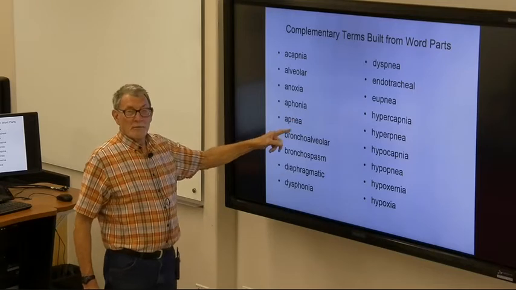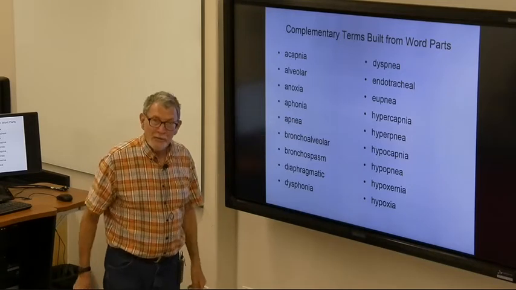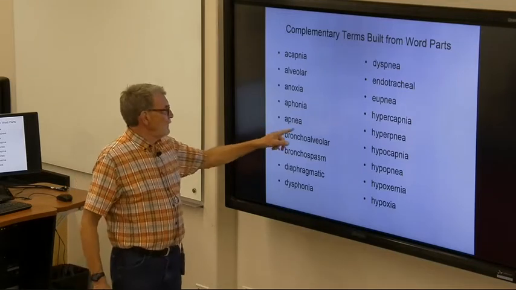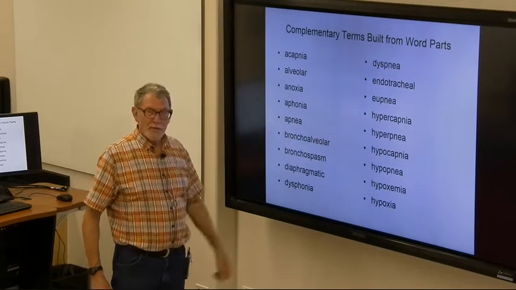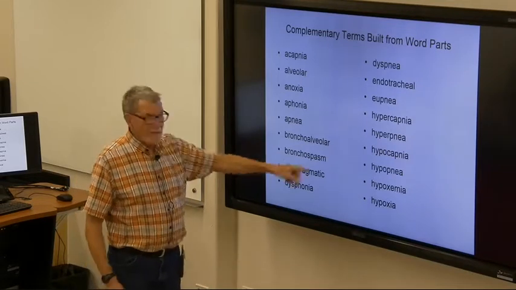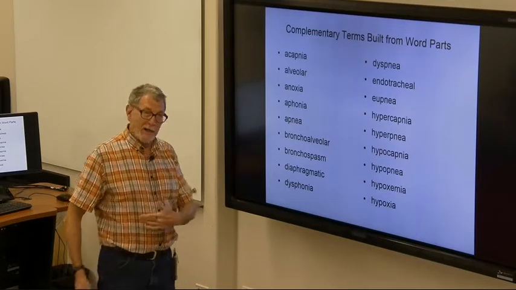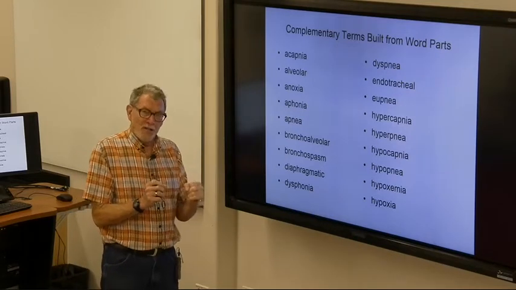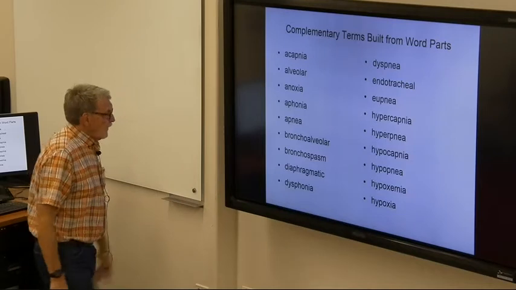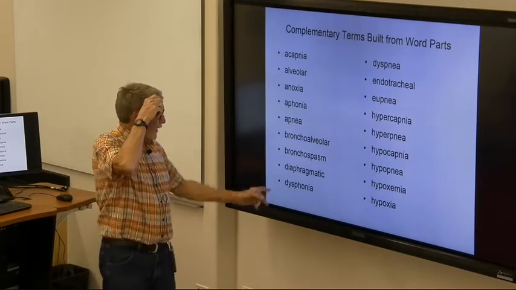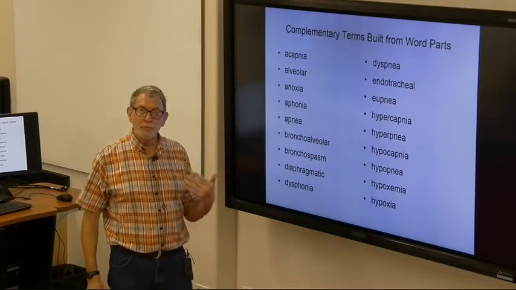Aphonia, inability to speak. Apnea, can't breathe, stopped breathing, sleep apnea. Bronchoalveolar refers to bronchi and alveoli. Bronchospasm, so you can't breathe. Diaphragmatic refers to the diaphragm. A diaphragmatic spasm could cause hiccups.